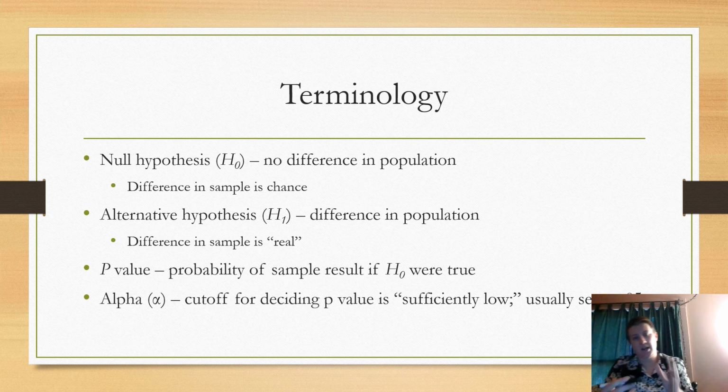So here's some more terminology. We've already talked about these, but this is just bringing it full circle. The null hypothesis, H naught, is saying there's no difference in the population. Any difference that you see is due to chance. The alternative hypothesis, H1, is saying that there is a difference. When you find a difference and retain the alternative hypothesis, it's saying that the difference we found is real. It's not due to chance.